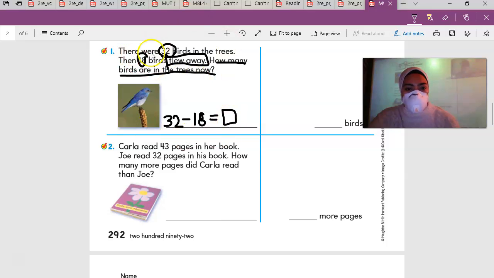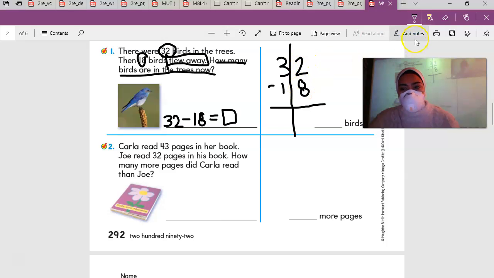I showed my strategies, step 1. Step 2, I wrote the equation. Step 3 is solve. 32, take away 18. Let's see what that makes. 32, take away 18 equals. Division line, the 1s and the 10s. 2 take away 8. Can we do that? No. If the top number is smaller than the bottom number, we have to regroup. 3 becomes a 2, and 2 becomes a 12. What's 12 take away 8, class?